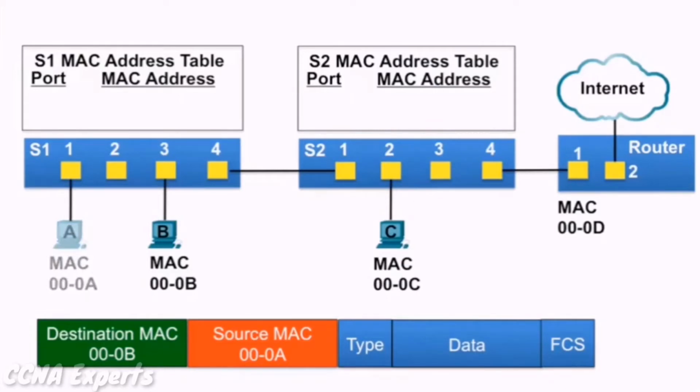PCA has an Ethernet frame to send to PCB. The source MAC address of the frame is 000A and the destination MAC address is 000B. The Ethernet frame is sent to switch S1.